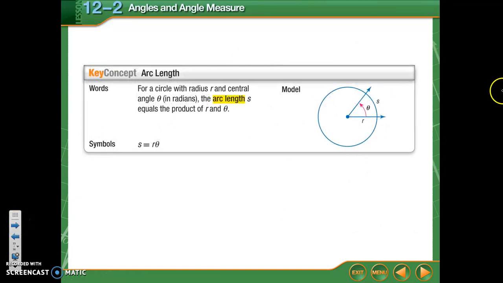All right, one last thing that this section talks about, find just a little place to write this on your note guide, is arc length. If I have a circle that has a radius r and a central angle, that's an angle whose vertex is at the center, theta, measured in radians, that's the key, the arc length, which they call S, is the product of the radius, the length of the radius, times the angle. So this is the arc length formula. Again, that angle has to be in radians.